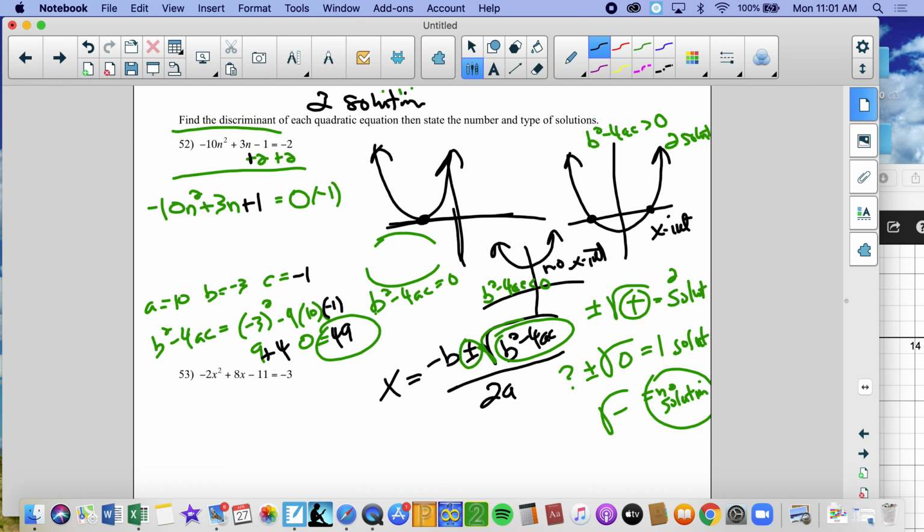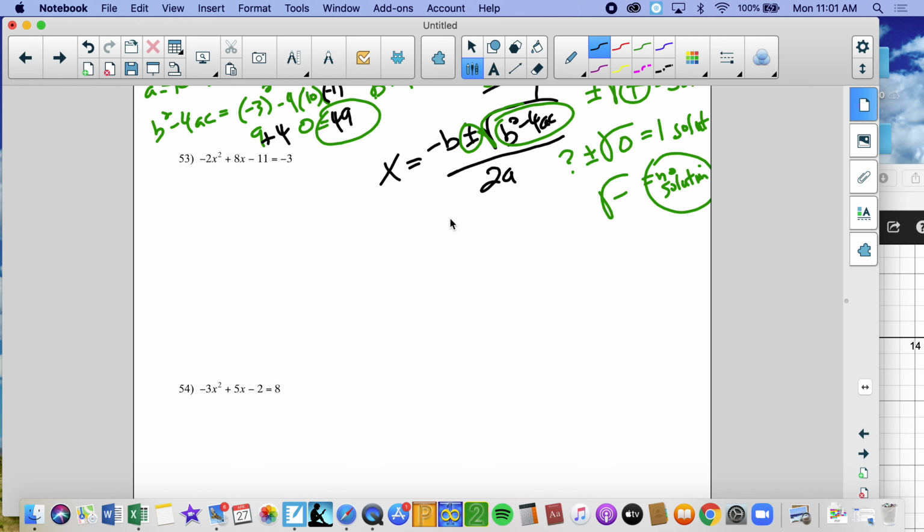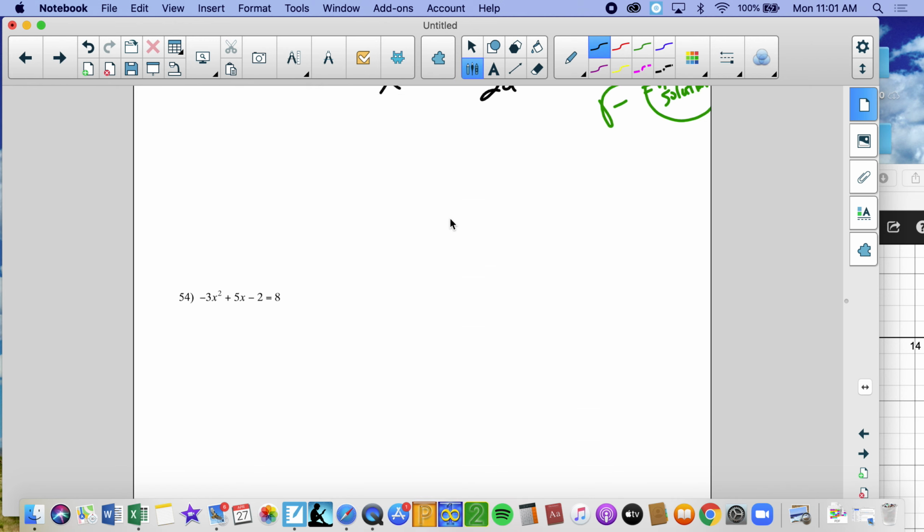Woo! All right, almost done. Last problem. Oh, I think this is the last one. Oh, two more. Holy moly, Mr. Max got a lot more to go.